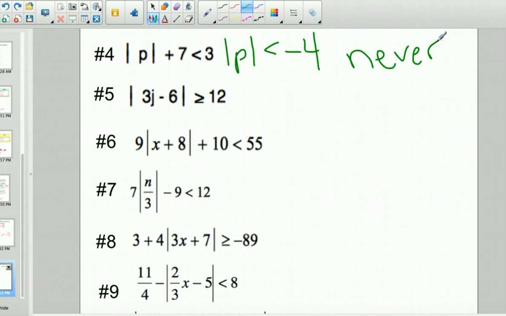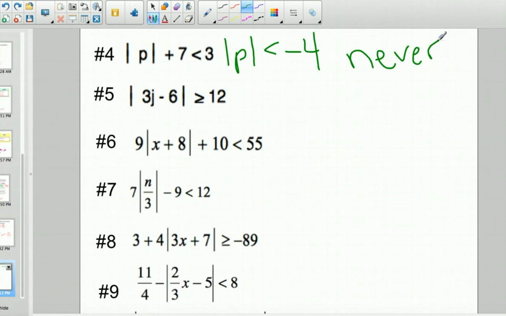So as we said before, if it's a less than, it should be an and inequality. And if you actually went ahead and solved it, you would get p is less than -4, and you would get p is greater than +4. Well, that's an or inequality, but it should be an and inequality, so it actually does not make sense when you think about it that way.